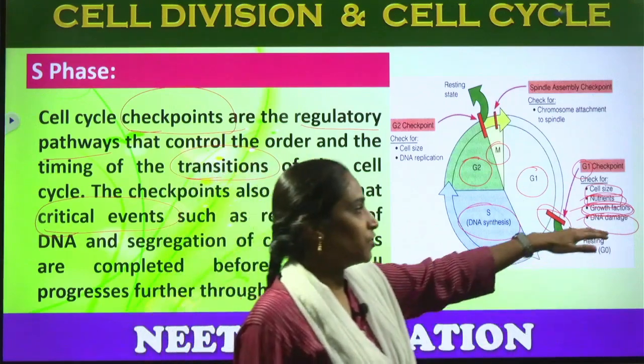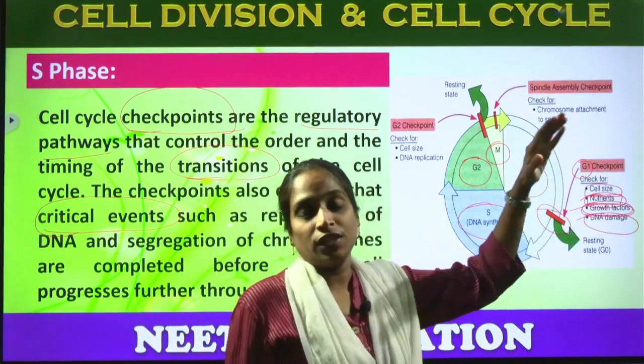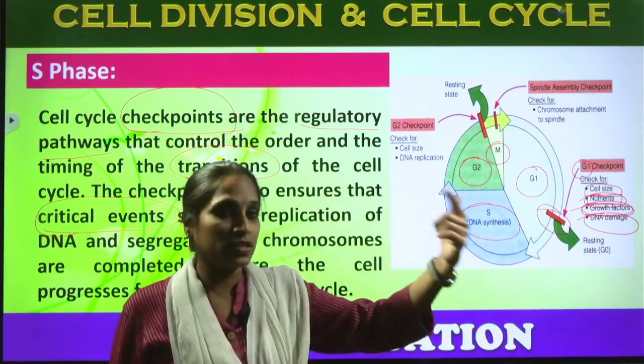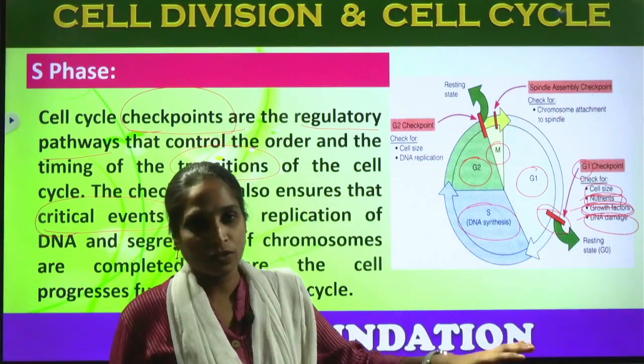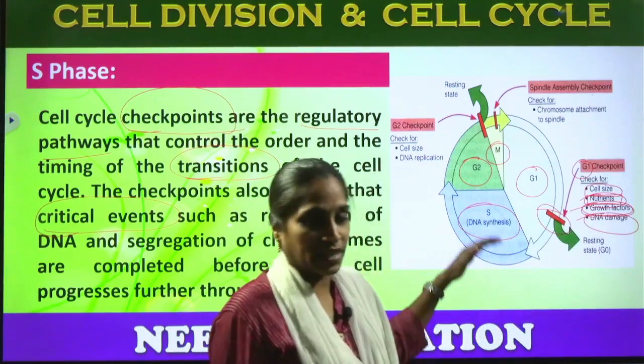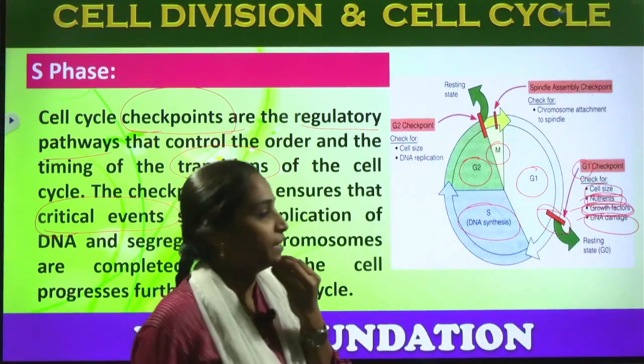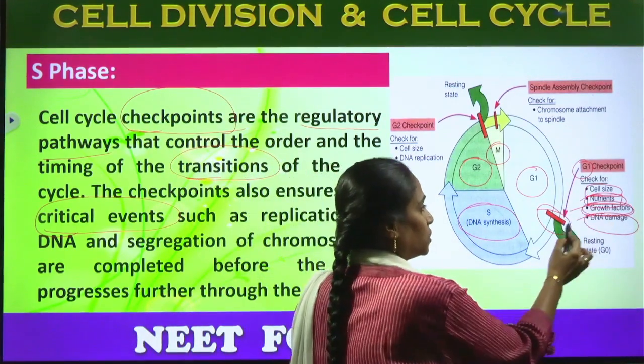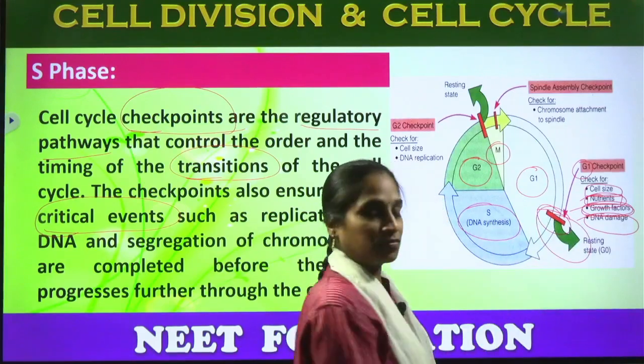Okay, so this plays a very major role. If the DNA is damaged, the continuation of the cell division will be stopped. If it is in a correct condition, then the continuation of the cell cycle or cell division will be done.